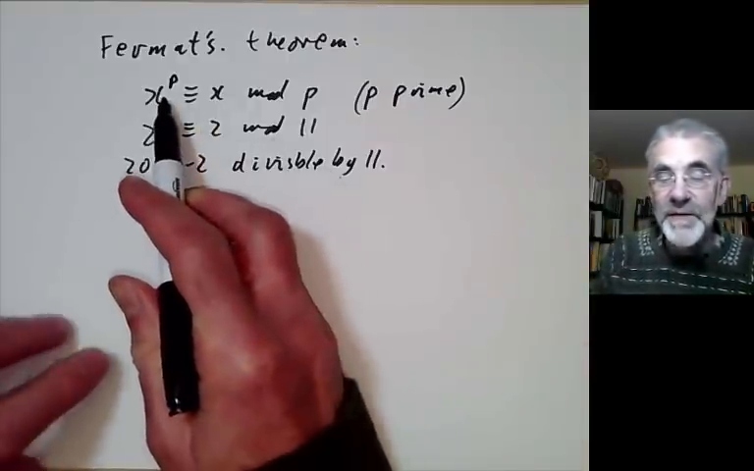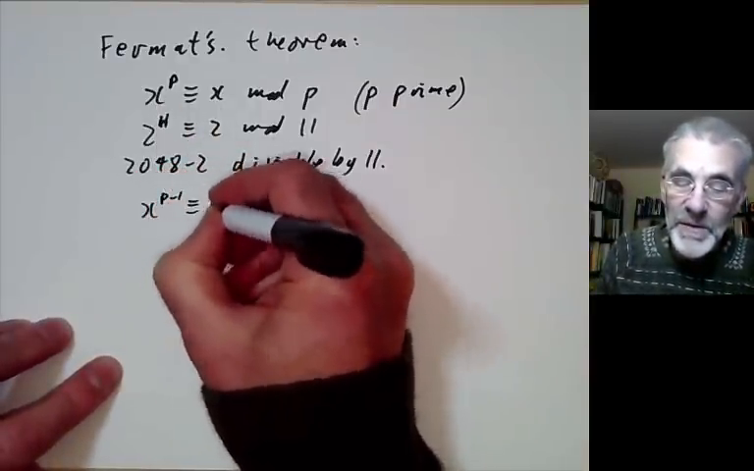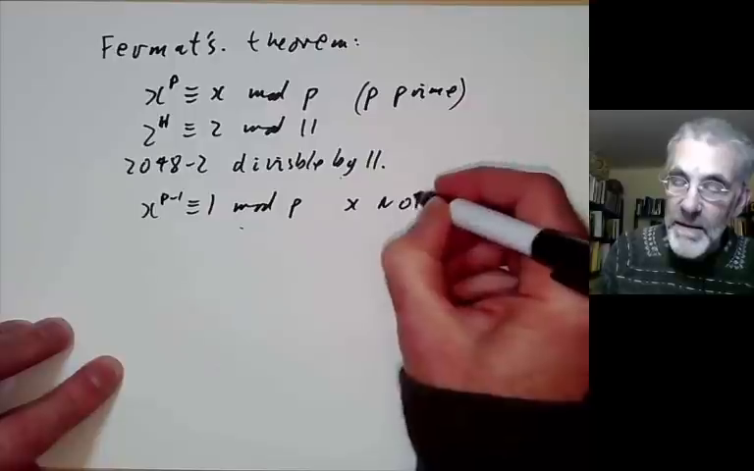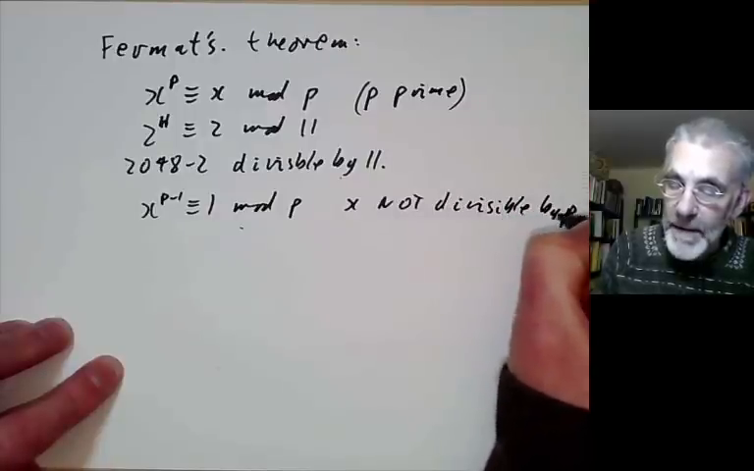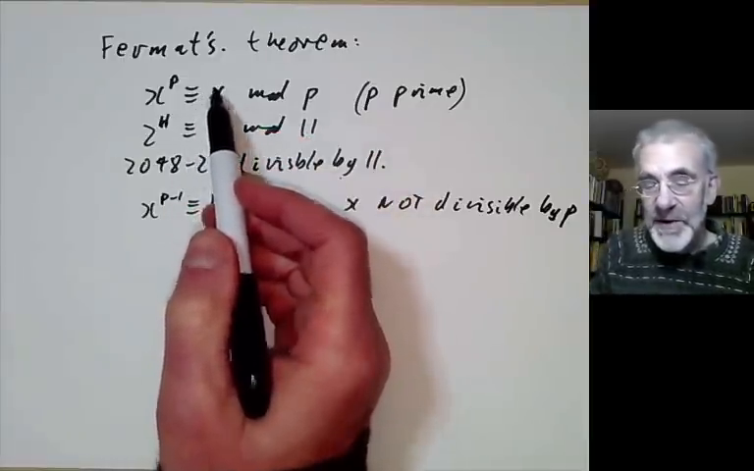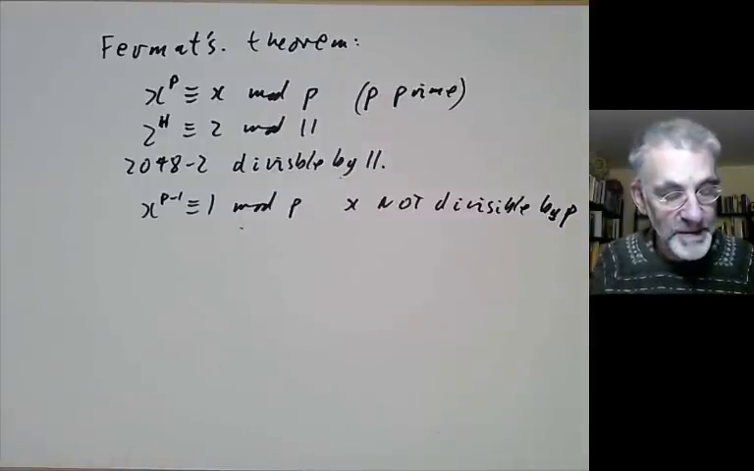There's another version of this theorem you sometimes see, which just says that x to the p minus 1 is congruent to 1 modulo p whenever x is not divisible by p. So these two forms are essentially the same theorem, but sometimes one is useful and sometimes the other is useful.